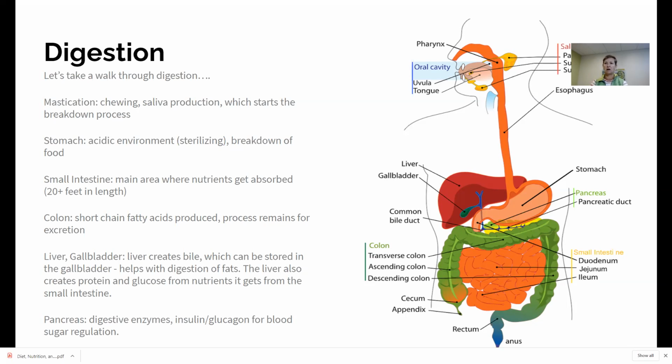The pancreas is involved in digestive enzymes, and it's also really important for insulin and glucagon production. For anybody that is aware of diabetes or knows somebody with diabetes, that's where we're seeing some of this dysfunction at times. Certainly in the case of type 1 diabetes, you're looking at a pancreas that's not functioning to produce insulin. Type 2 diabetes is a bit different, but it certainly can progress to the point where you're having trouble producing insulin.